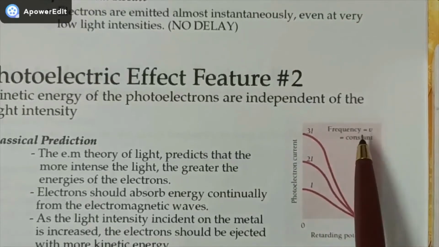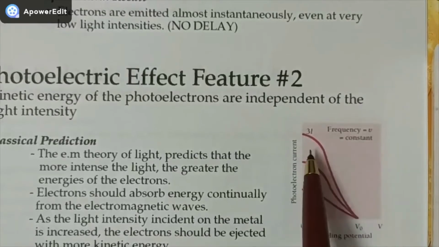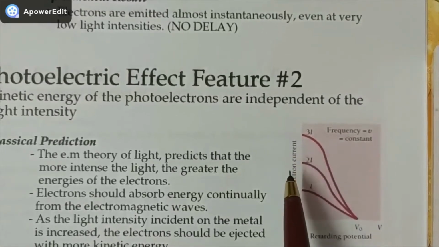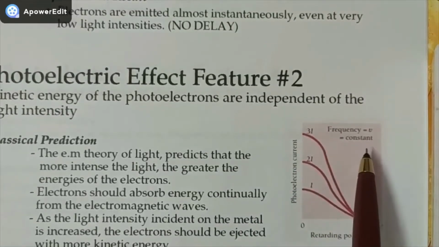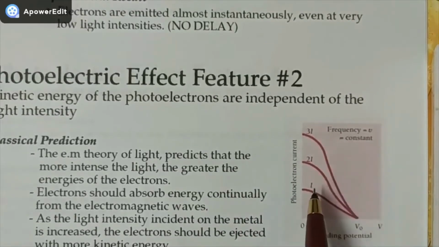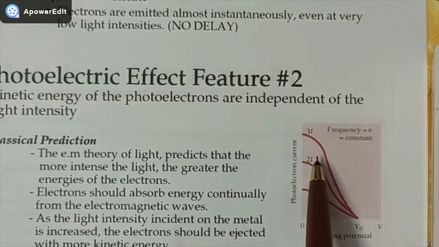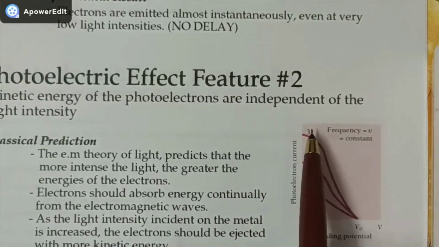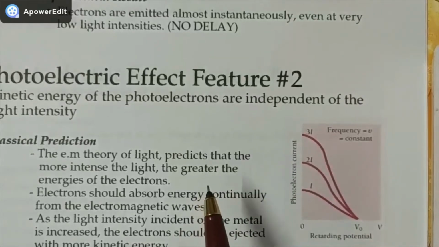Here the frequency, denoted by nu, is constant. So the light which is falling on the surface has constant frequency. But what I am changing is the intensity. Intensity I is representing the intensity. I have increased the intensity I to 2I and 2I to 3I. Increasing intensity means I am increasing the brightness of the light which is falling on the surface.